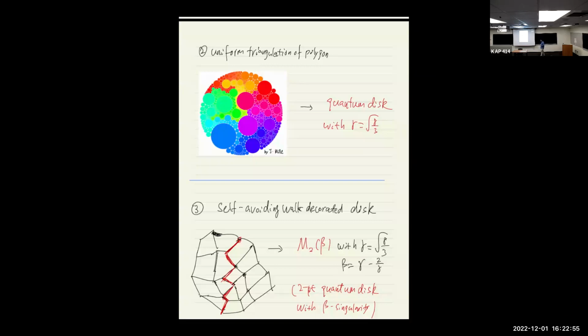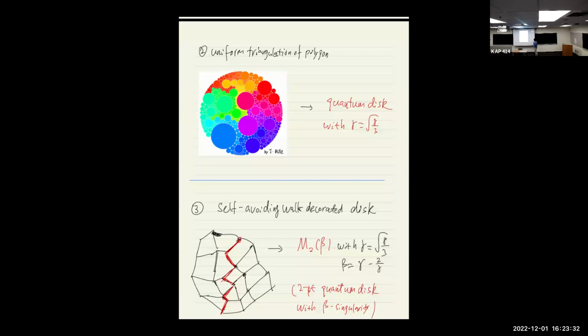Okay, so these two cases are the uniform case, and we can also try to make the surface not uniformly sampled. One way of doing this is what I call the self-avoiding walk decorated disk. What you can do is first sample a uniform measure on triangulations with a large boundary. And this will be the same in the scaling class as this picture. But after I do this, I can weight by the number of self-avoiding paths on this graph. And this will make this picture magnified.